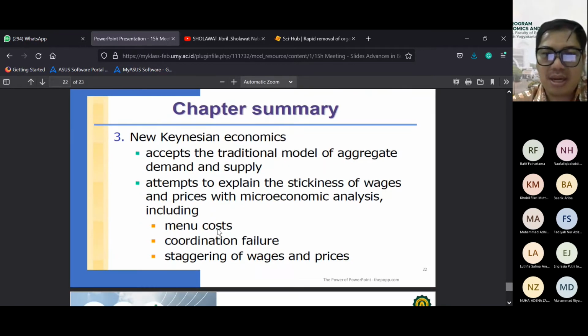And New Keynesian economics accepts the traditional models of aggregate supply and demand, and attempts to explain the stickiness of wages and prices with microeconomic analysis. It means that this Keynesian approach supports the stickiness, the inflexibility, of wages and prices.